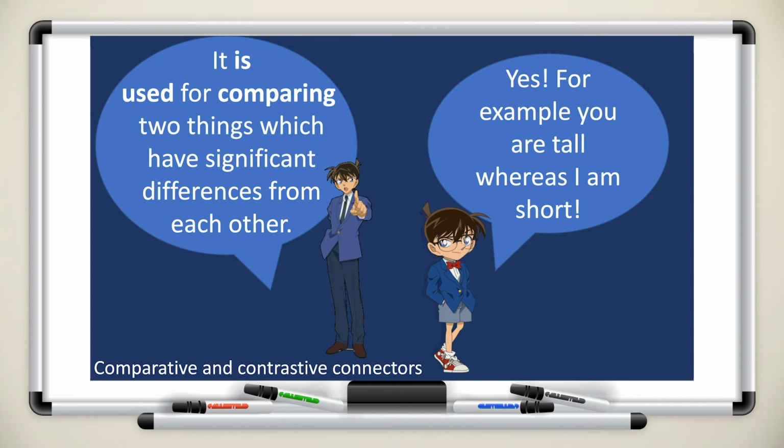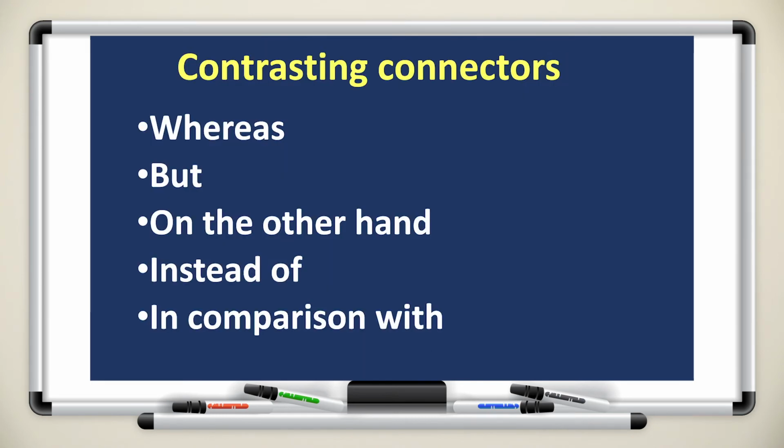You're going to be using some comparing. If you're contrasting, you're showing how different it is. For example, let's look at these contrasting connectors. Focus here, we're looking at how different they are. Just like we said, you are tall, whereas I'm short. The first one is whereas. We also have but, on the other hand, instead of, and in comparison with. We're going to be looking at each one individually.